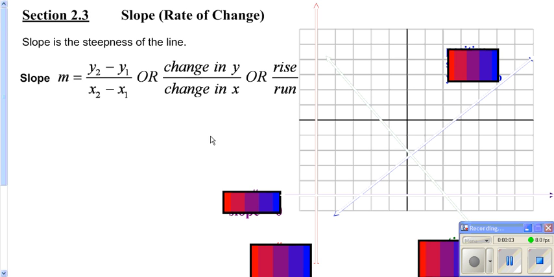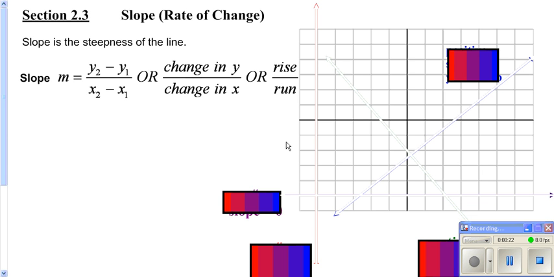We're going to take a look at slope today, and slope is really how steep your line goes up or goes down. Now the formula for slope is your y2 minus y1 over x2 minus x1, or the change in y over change in x, or you can think of it as rise over run.